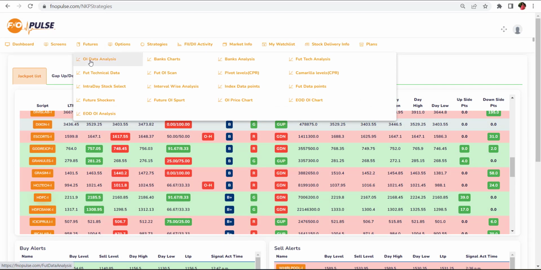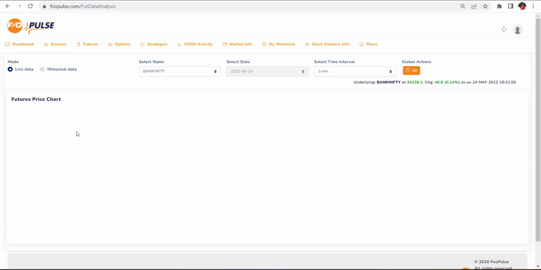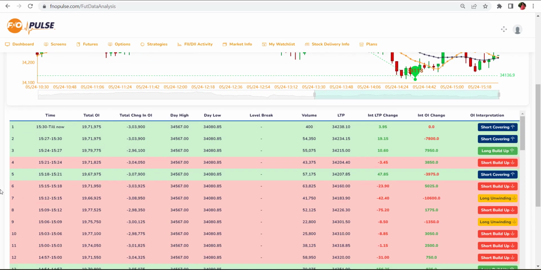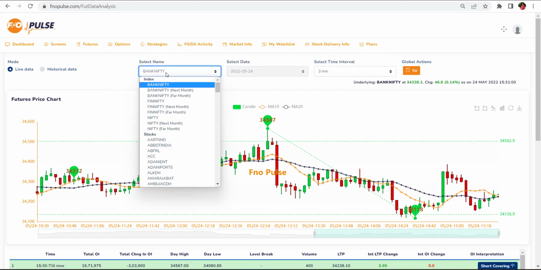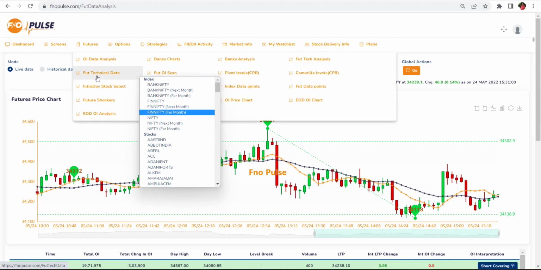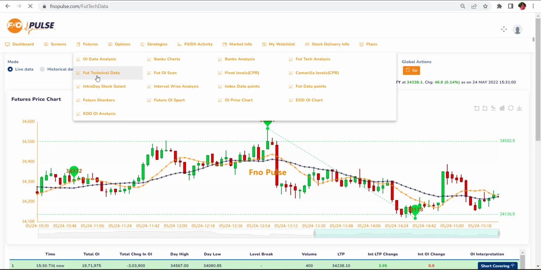Next, let's come to futures. In futures, OI data analysis. First is Bank Nifty. With this, you can understand the OI data analysis: the total OI, total change in OI, day high, day low, the break level, the volumes getting traded, the last traded price. Everything you can check here. You can change between Nifty, Bank Nifty, and futures stocks here. Then the futures technical data.